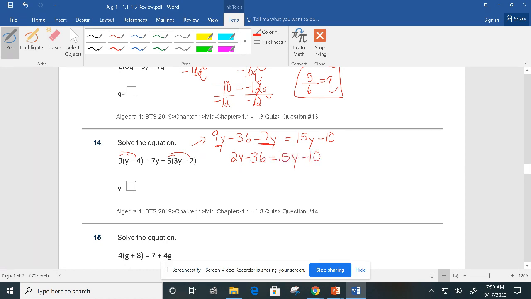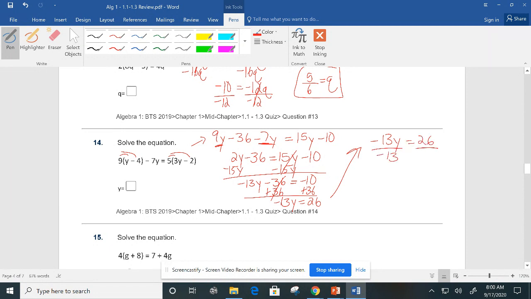Let's solve now. Subtract the 15y. Collecting variables on the left-hand side, I've got negative 13y minus 36 is equal to negative 10. Let's get y by itself. Add 36 to both sides. Cancels. Negative 13y is equal to positive 26. Negative 13y equals 26. Divide by negative 13. y is equal to negative 2.